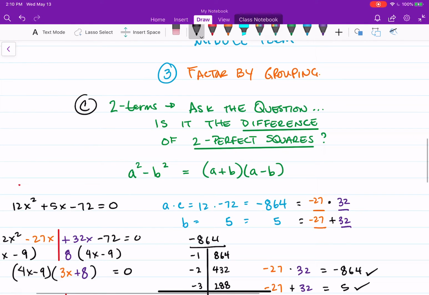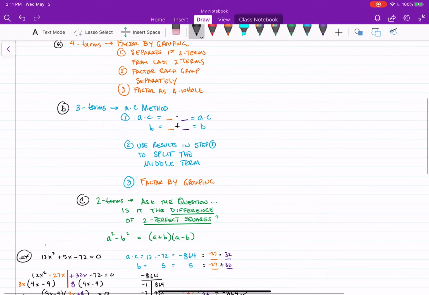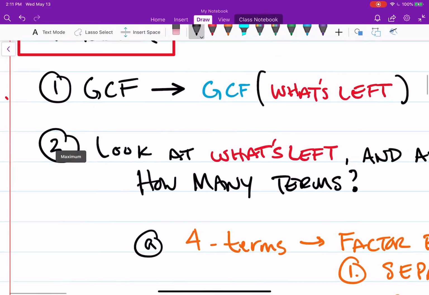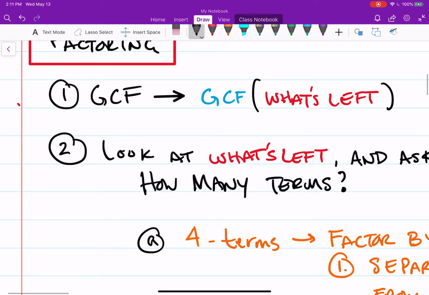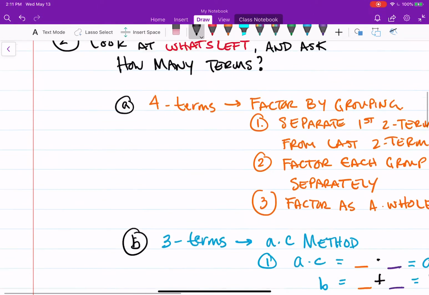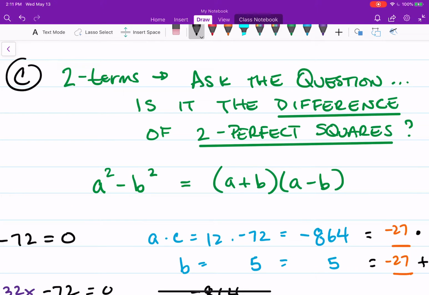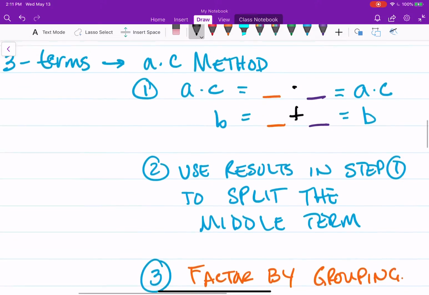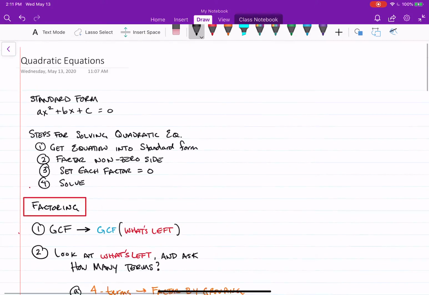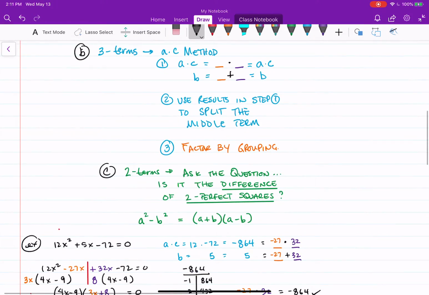So don't sit there and think that it's not one of these, but don't forget that GCF is always going to be first, okay? Because some of the binomial problems or the 2-term problems, you're going to think, oh, it's not the difference of 2 squares. But then when you pull a GCF out, it now becomes a difference of 2 squares, okay? So please be careful as you're working. And sometimes you don't even need it to be a difference of 2 squares. Then you already have 2 factors that you can actually solve for.